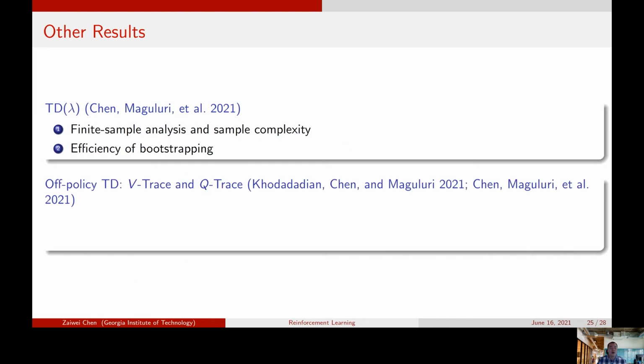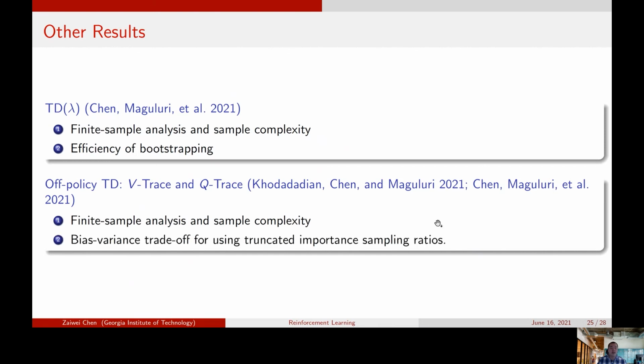Other than the TD lambda algorithm and n-step TD learning algorithm, which use on-policy sampling, our result can be used to study off-policy multi-step TD learning algorithms, such as V-trace and Q-trace. So in off-policy TD learning, one usually uses importance sampling ratios to correct the difference between the target policy and the behavior policy. So by deriving sample complexity and finite sample bound, our results provide insight about the bias-variance trade-off for using truncated importance sampling ratios for different truncation levels.